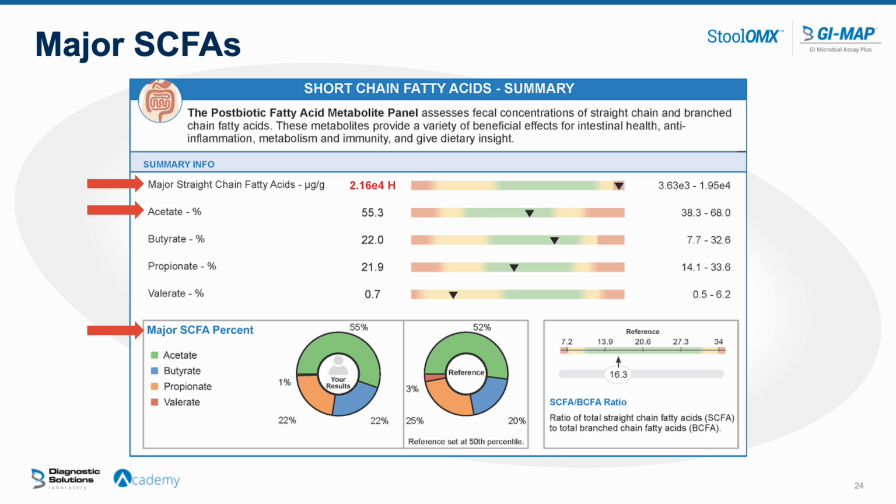And overall, straight chain fatty acids are the preferred fuel source for colonocytes. They support the intestinal barrier. They're involved in metabolic and immune signaling, and they're very anti-inflammatory. And as we saw on the last slide, these levels are very reflective of the microbiome.